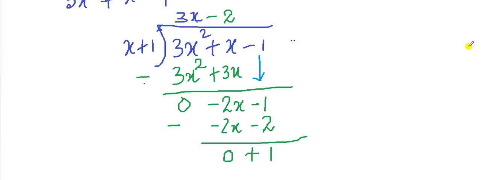Okay, now you have 1 here and you have x here. So at this point the division stops. You cannot do the division after a point where the power of the remainder becomes smaller than the power of the divisor. So the division stops here, and your remainder is 1 and your quotient is 3x minus 2.